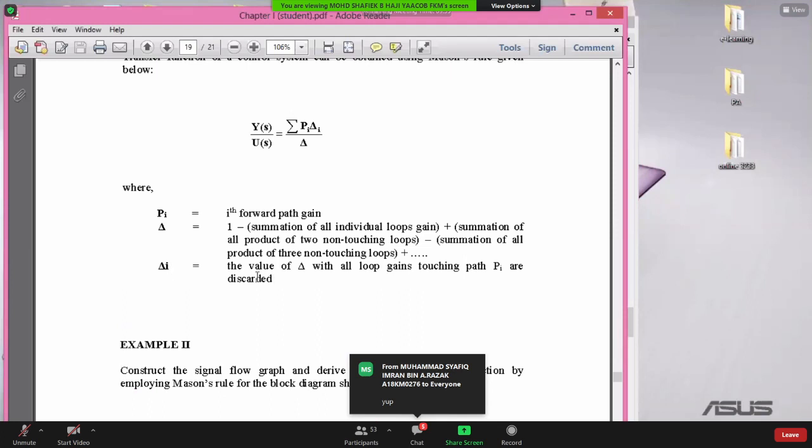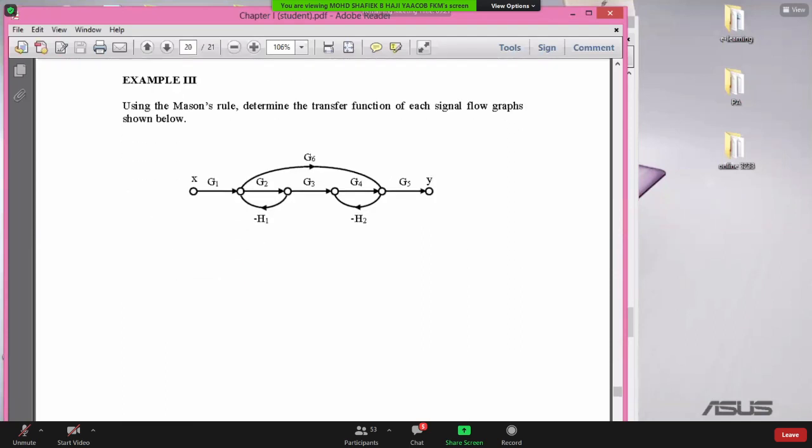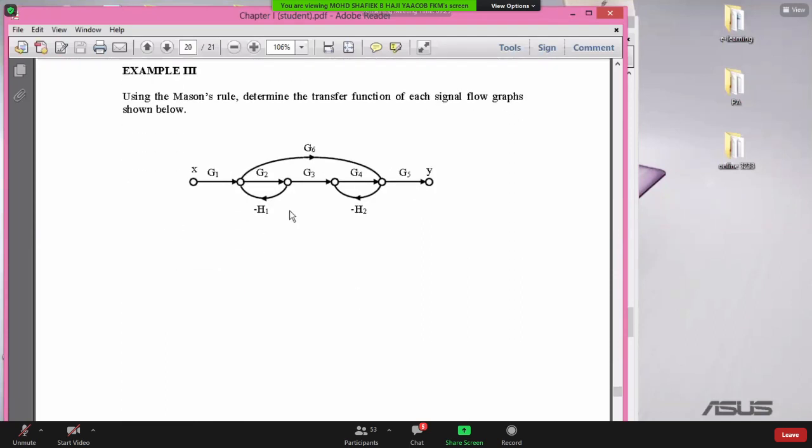Okay, delta 1. The value of delta 1 we get from delta with all the loop gain touching the first forward path discarded. You must drop all the loops that touch delta 1. You get delta 1 from delta by dropping all the loop gain that touch P1. So in our case, both loops touch P1. So this is the forward path. Both loops share a common node with P1. Therefore, you need to drop both L1 and L2 from delta.